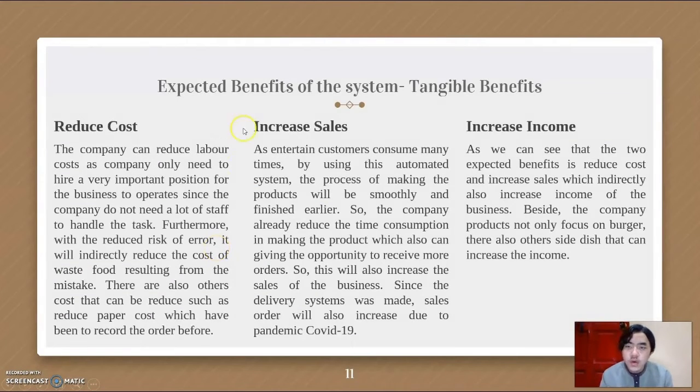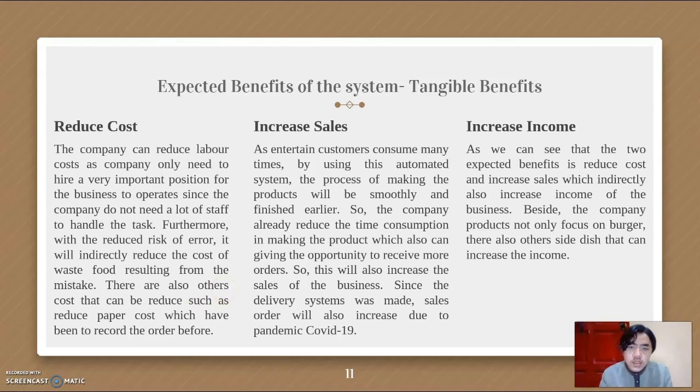Then I will talk about the expected benefits of the system. The expected benefits of the system will be divided into two, which are tangible benefit and intangible benefit. Tangible benefit can also be divided into three, which is, first, reduced cost. The company can reduce labor cost as the company only needs to hire very important positions for the business to operate since the company does not need a lot of staff to handle the task. Furthermore, with the reduced risk of error, it will indirectly reduce the cost of food waste resulting from mistakes.